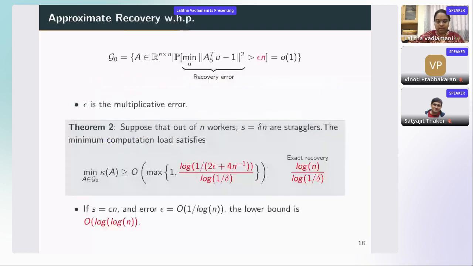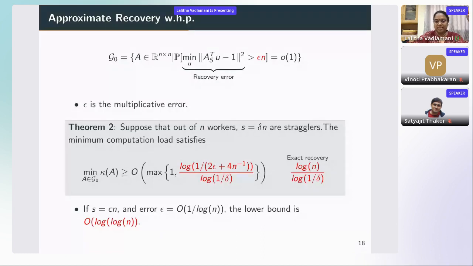So the next one is approximate recovery, again with high probability. Here the difference from the previous thing is that we are even allowing for error. So we are not saying that the minimum is strictly greater than 0. That's not what we are looking at. We are only asking for the recovery error to be greater than some epsilon n, so that such sets have to be small.